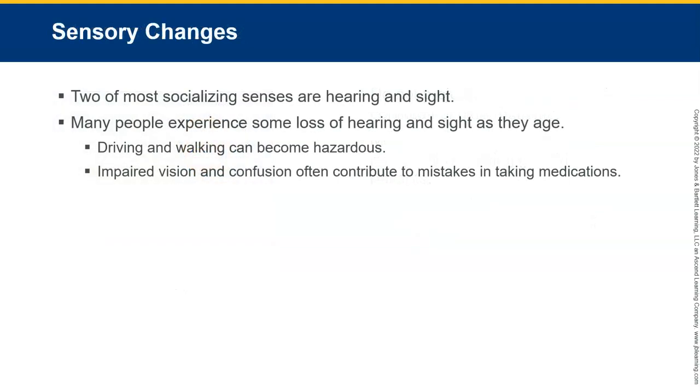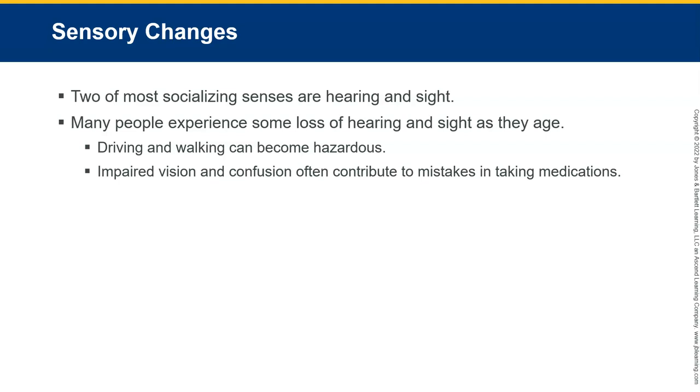Now, sensory changes are certainly things that start making some pretty big changes throughout our aging process. Two of the most socializing senses are going to be hearing and sight. So many people experience some loss of hearing as they age, and their ability to see often diminishes as well. Activities like walking and driving and all of that can become quite hazardous for this population, depending upon, obviously, how bad their hearing gets or how bad their eyesight gets.